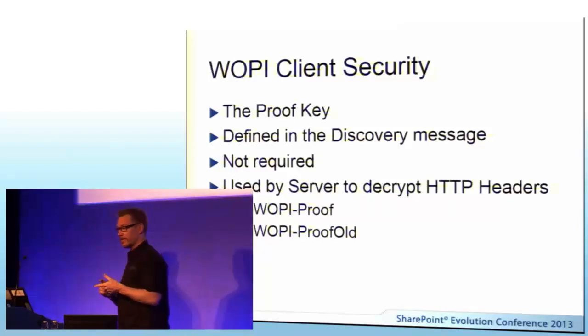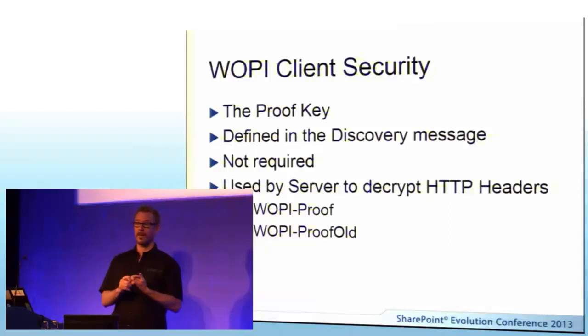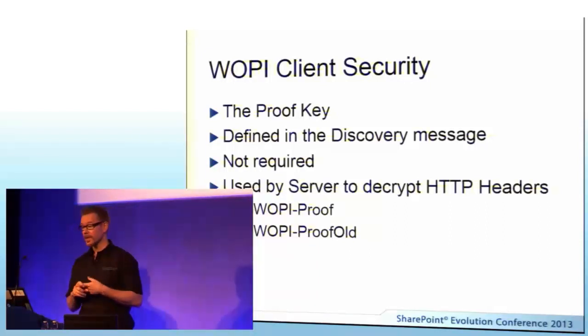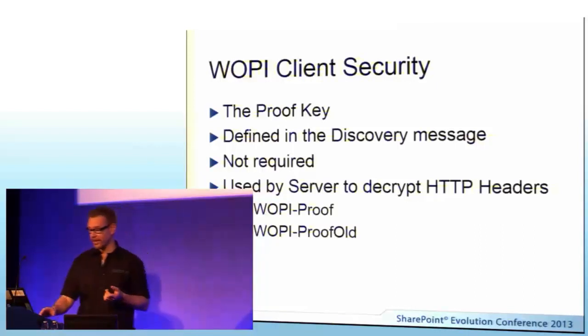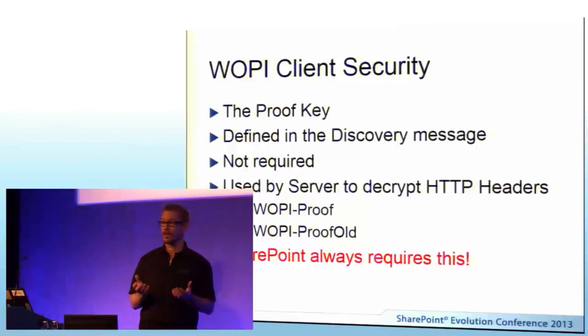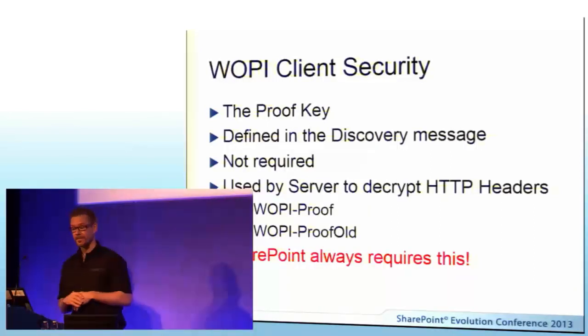And actually, the specification says that if you send the proof key in the discovery XML, then the server has to use that one. But if you don't pass it in there, the server shouldn't care about that. But actually, SharePoint does care about that. It actually requires that there is a proof key, which is, of course, good. We shouldn't have unsecure WOPI clients that don't have this validation.